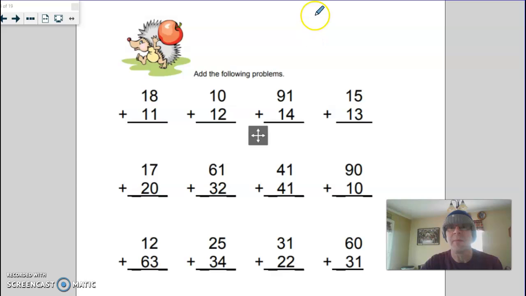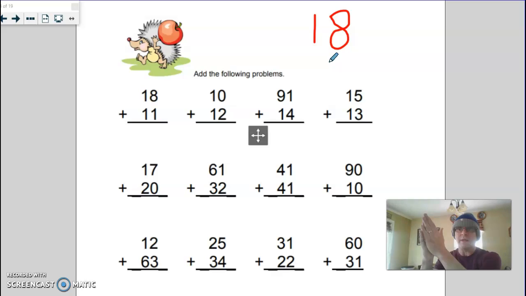Now, we start with the number 18, right? When we look at the number 18, remember, if we talk about place value, we talk about ones, tens, and hundreds, right? So we're going to talk about ones, tens, and you see there's no hundreds here. This is just the number 18. So I've got 8 ones, don't I? And I've got 1 ten. And right here are my ones, and right here are my tens. And I'm adding it to 11, right? So in the number 11, I've got 1 one and 1 ten.